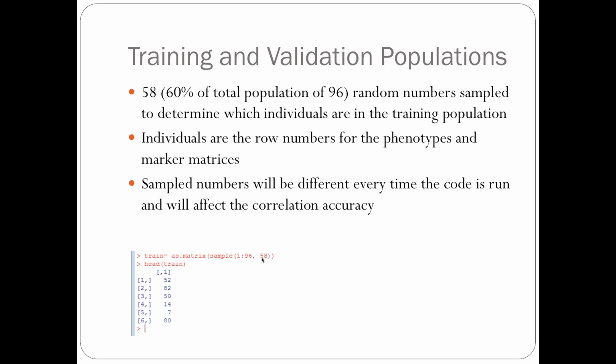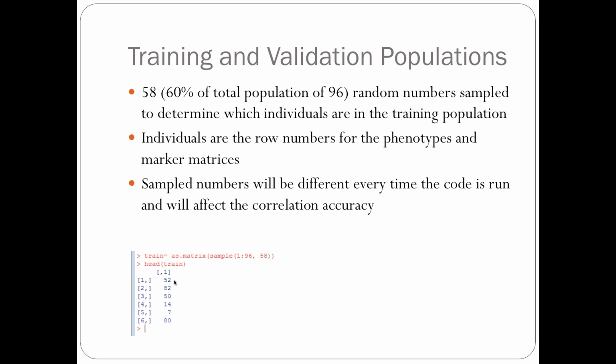And the sample numbers are different every time the code is run. And this will affect the correlation accuracy. So you need to run for many iterations in order to get a better estimate of the correlation accuracy. So if you're running the code and you see different output here, that's just because R is sampling different numbers than what was sampled when I ran it.